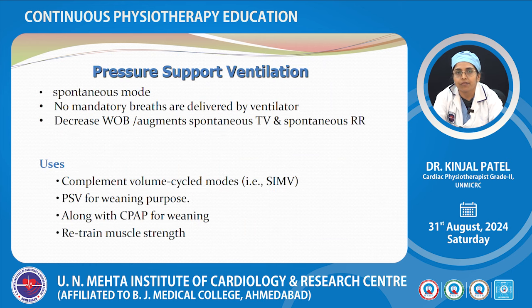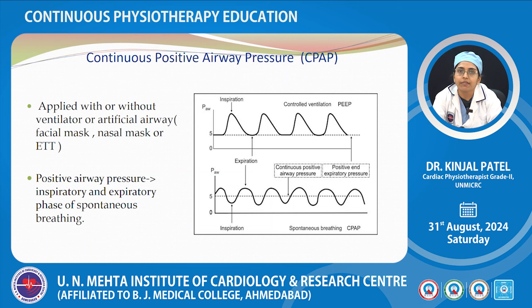Then pressure support ventilation. This is a spontaneous mode; no mandatory breaths are delivered by the ventilator. It decreases the work of breathing and augments spontaneous tidal volume and spontaneous respiratory rate. This mode is used to complement volume-cycled modes, and PSV is used for weaning purposes along with CPAP for weaning and retraining muscle strength. Then continuous positive airway pressure is applied with or without a ventilator, through an artificial airway like a facial mask, nasal mask, or endotracheal tube. In this mode, positive airway pressure is applied in the inspiratory and expiratory phases of spontaneous breathing.